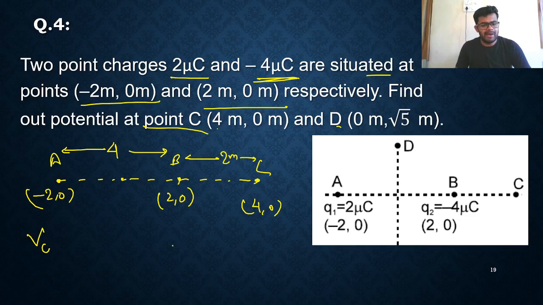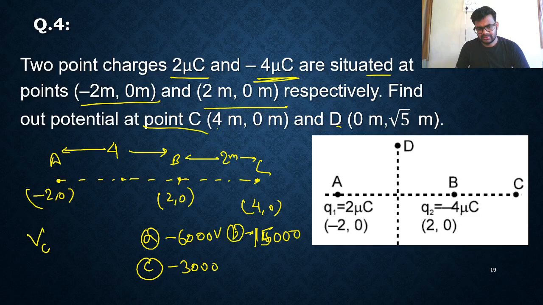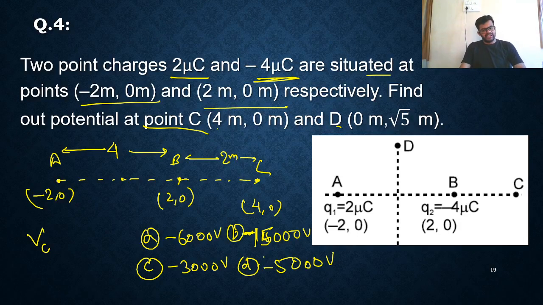I am giving you 4 options. Choose the correct answer. A: minus 6,000 volt. B: minus 15,000 volt. C: minus 3,000 volt. And D: minus 5,000 volt. Which of the following answers is correct? You need to choose the correct answer, my dear friends. You need to find the potential at point C. Very simple. Anyhow, I have given the hint. Charge placed at A is 2 microcoulomb and charge placed at B is minus 4 microcoulomb. So as per my data, the answer should be minus 15,000 volt.